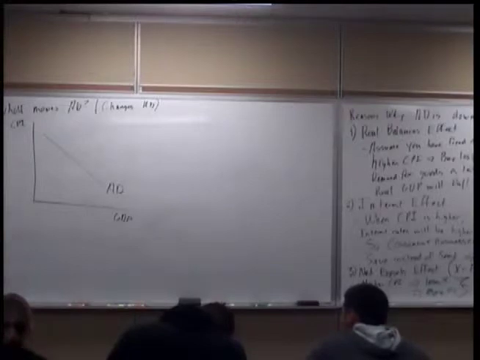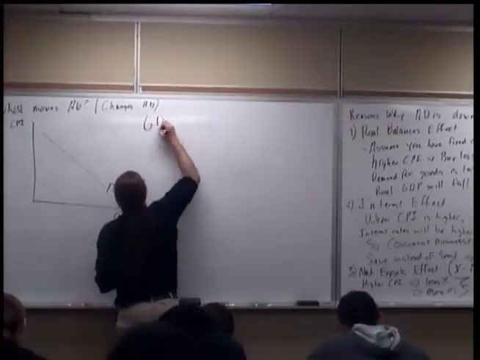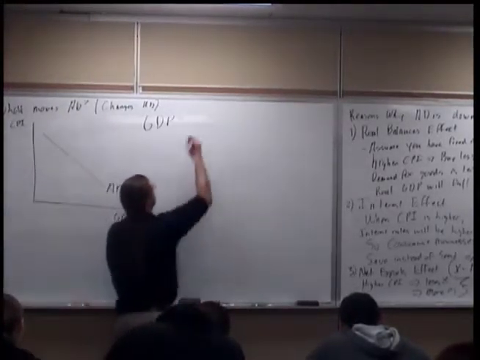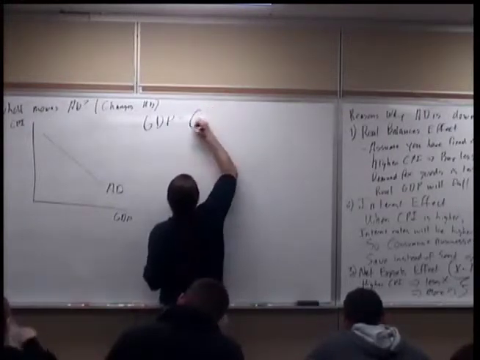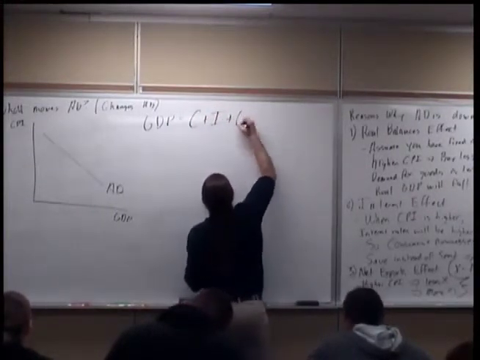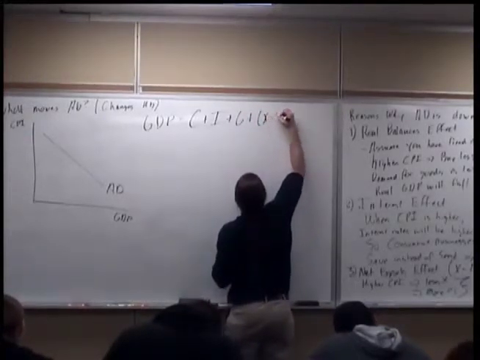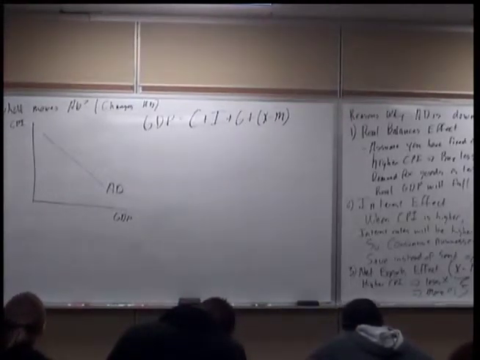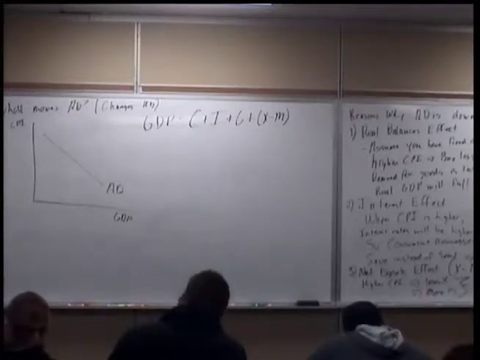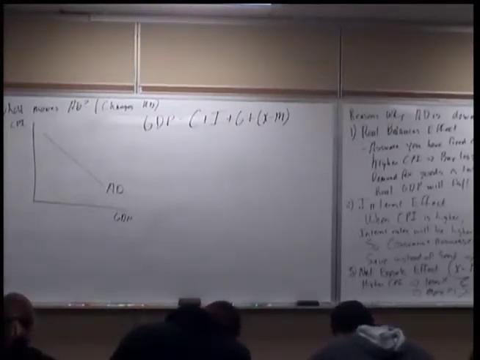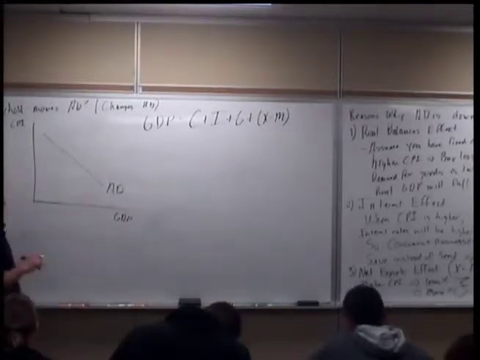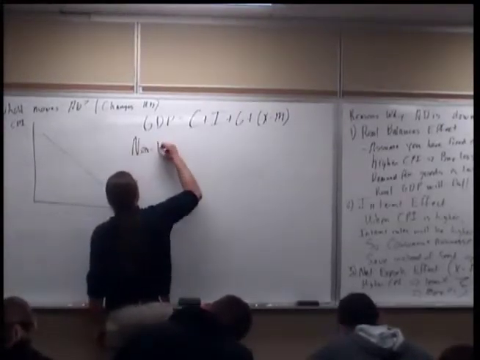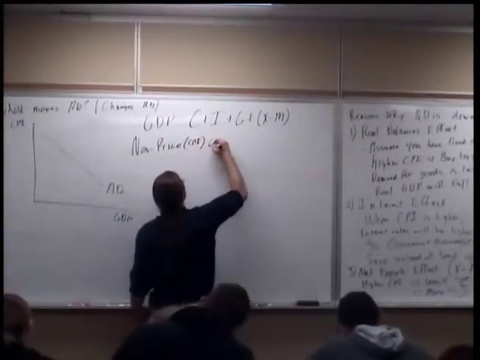All right. Now, what is our equation for calculating GDP? What was that? C plus I plus G. We'll call this the formula for real GDP in general. Technically, normalize it afterwards or whatever, but this is our formulation for GDP in general. Now, the non-price or CPI determinants.